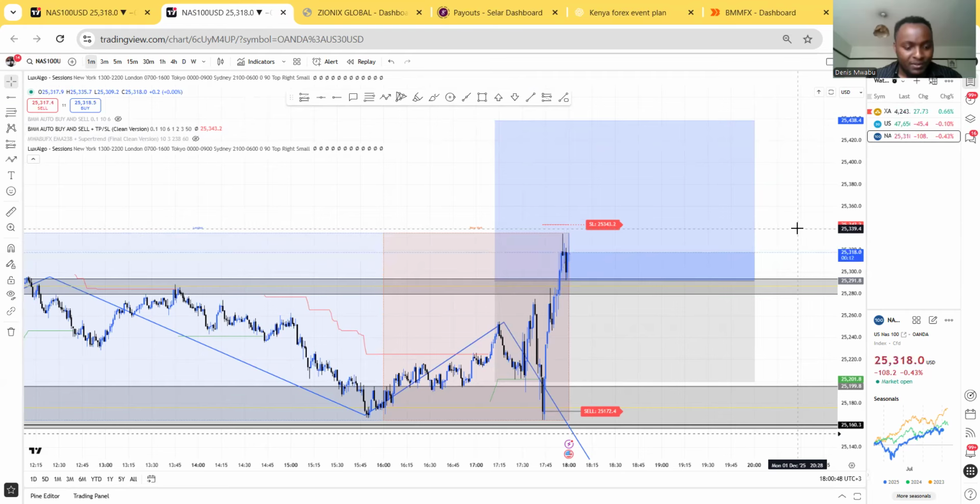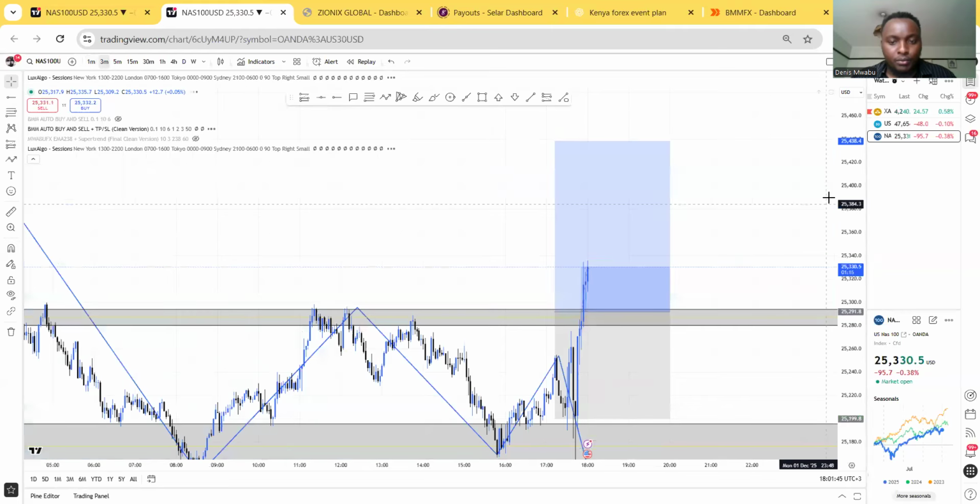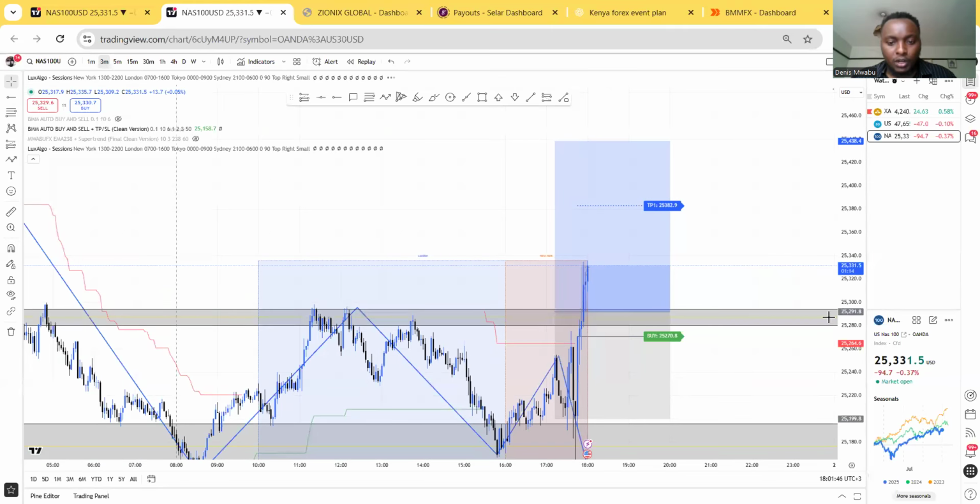90%. Guys, I think the USD push is done. You can just close your positions and enjoy. Happy Monday. I think Nasdaq will also still push up. Nasdaq will push up still.